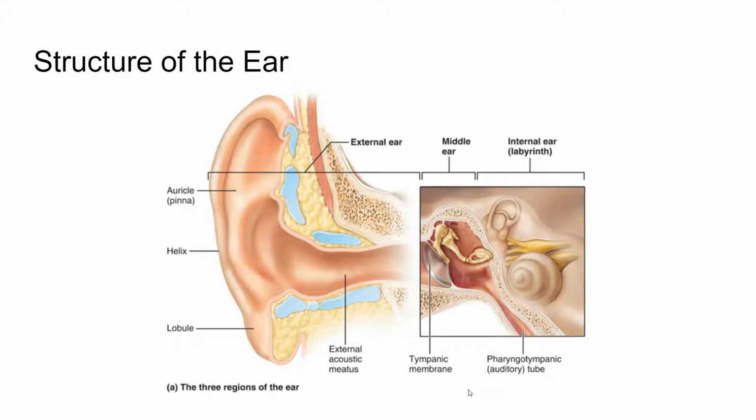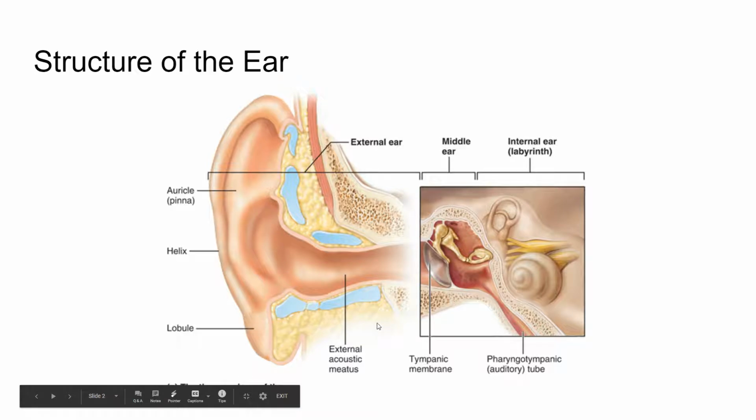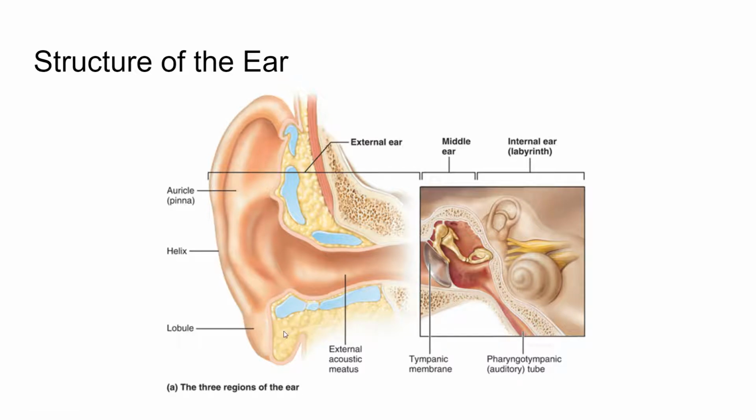The external ear is made up of the auricle. This is what we think of when we think of ear. This is sometimes called the pinna. It's a shell-shaped structure surrounding the ear canal, and it functions to funnel sound into that ear canal. The helix is this cartilaginous rim, which just gives the ear structure. The lobule has no function at all other than just sitting there.